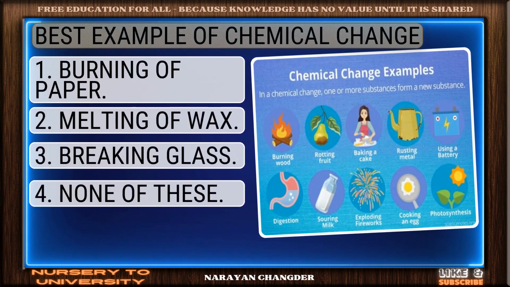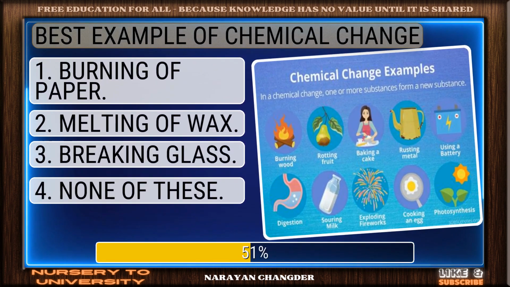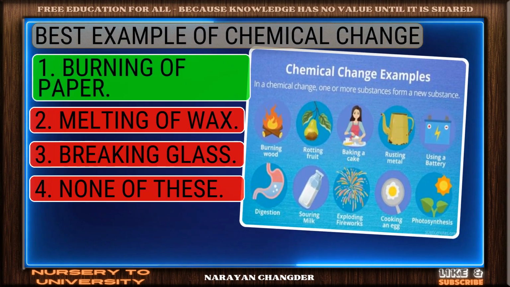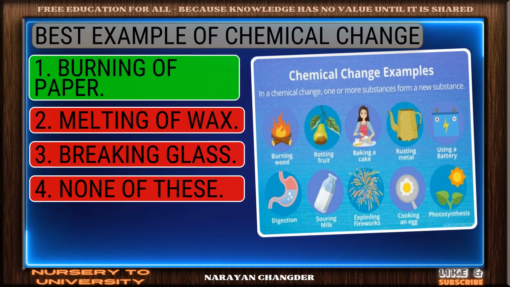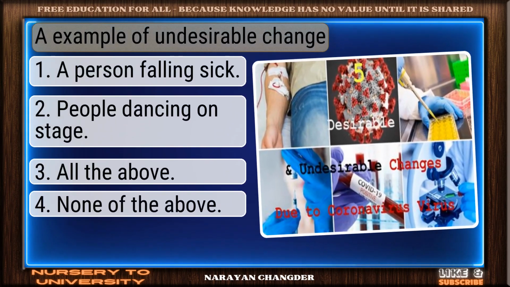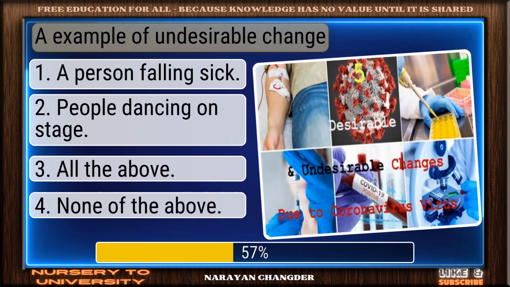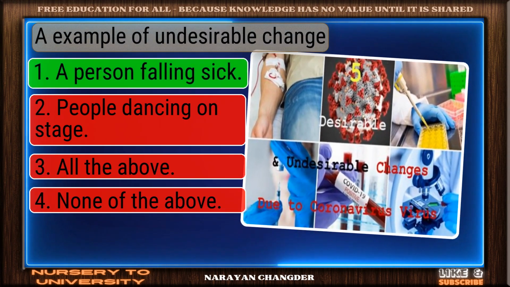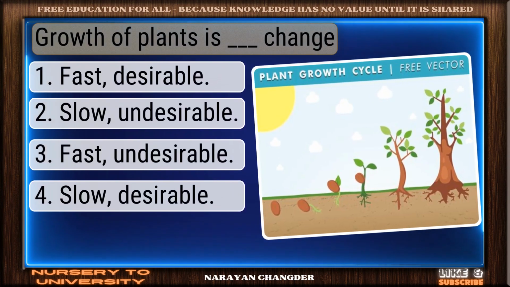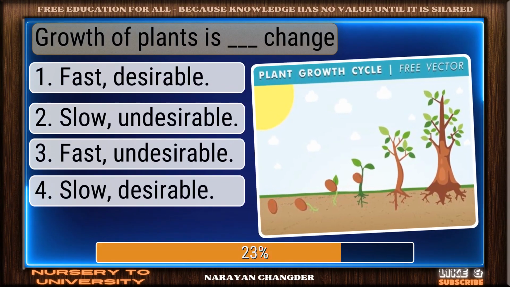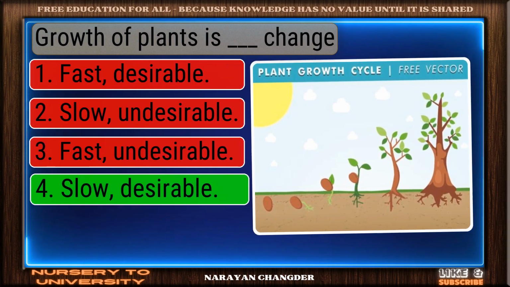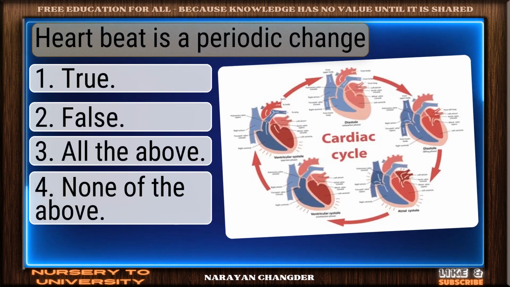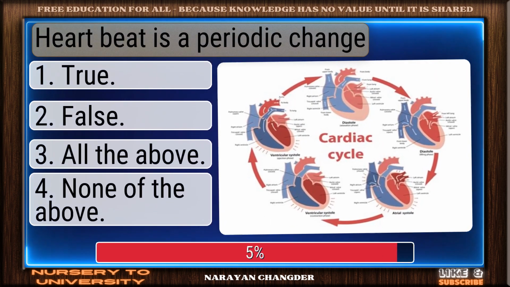Best example of chemical change. You got it. Your choice burning of paper is right. An example of undesirable change. Bravo. A person falling sick is the answer. Growth of plants is a dash change. Excellent choice. Slow, desirable is the right answer. Heartbeat is a periodic change.